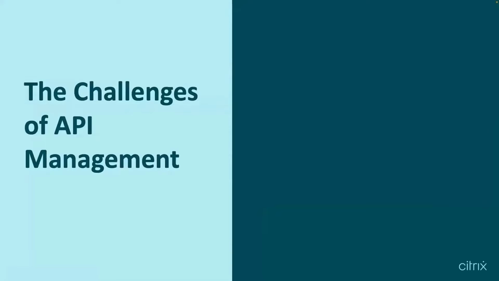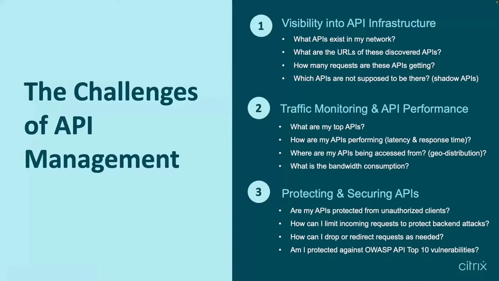APIs are prevalent across many applications within an organization. They help enable data exchange between systems, though also pose several challenges across areas of visibility, performance, and security. Here are some examples of the various challenges organizations may face with APIs.